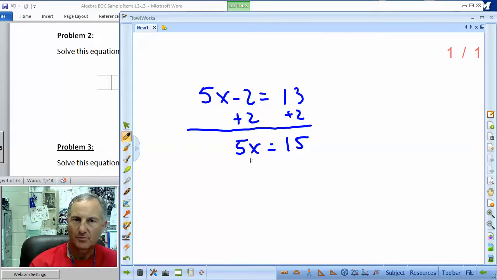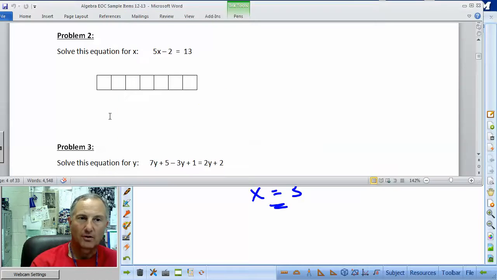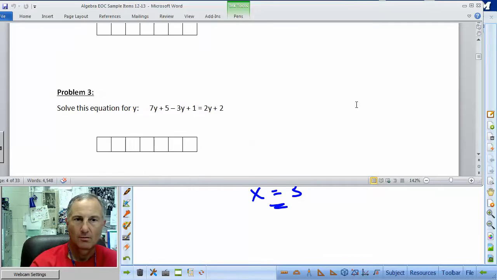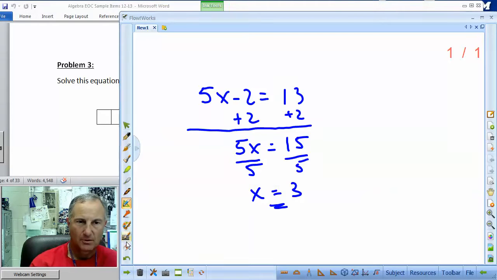Some of this here should look pretty simple for you. Last one was a little bit more complicated, but not much. Okay, we get 3 there. That's in a grid. So either put your 3 right here or put your 3 right here. Okay? Problem 3 is similar to problem 1. Let's go ahead here and get rid of this.